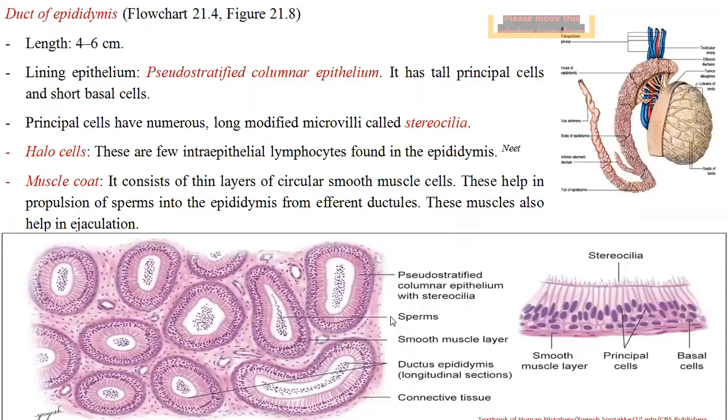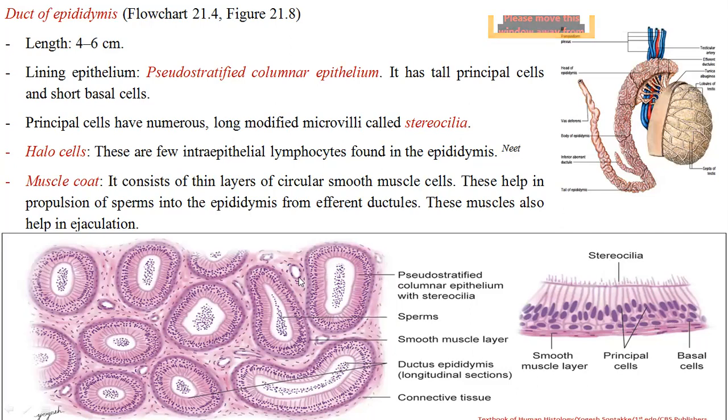Now, when you come to the duct of epididymis, see here, the length is 4 to 6 centimeters. The lining epithelium in the epididymis, you will see it is lined by pseudostratified columnar epithelium. It has tall principal cells and short basal cells. You can see here, these are the tall principal cells, and in between we have small basal cells.